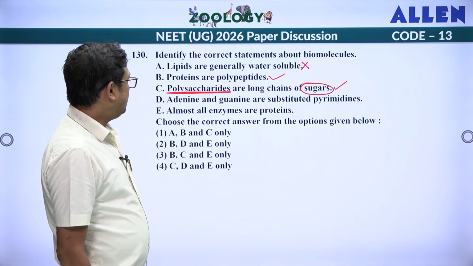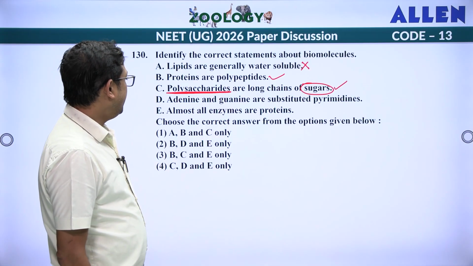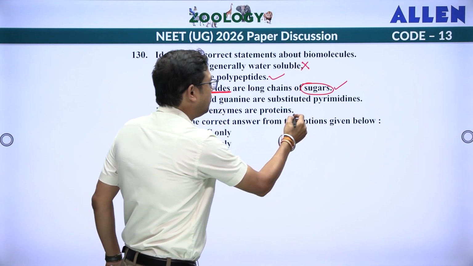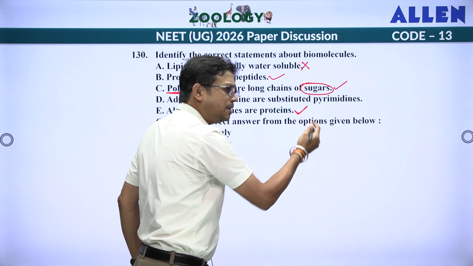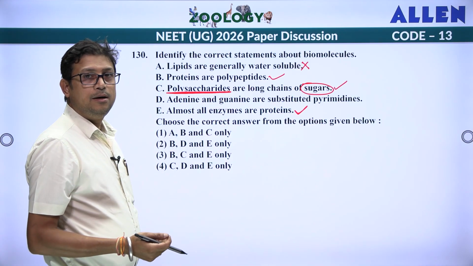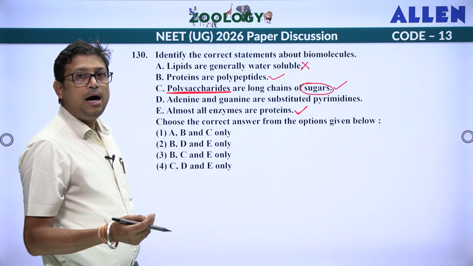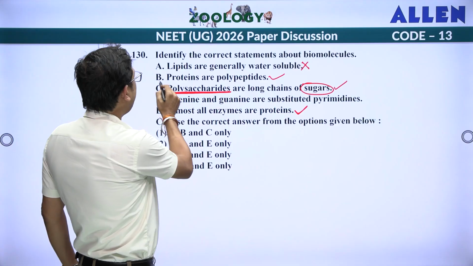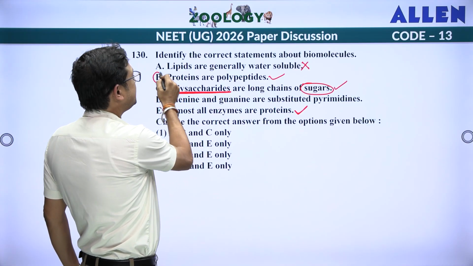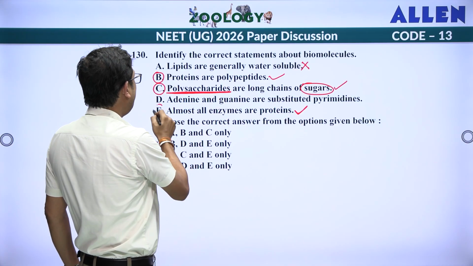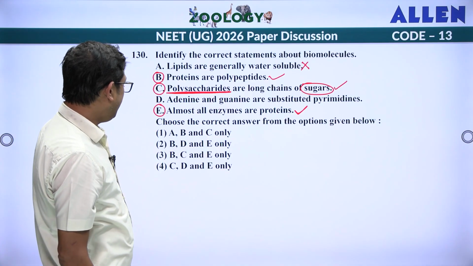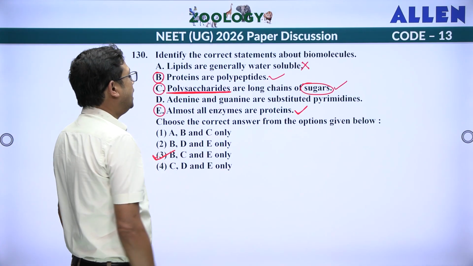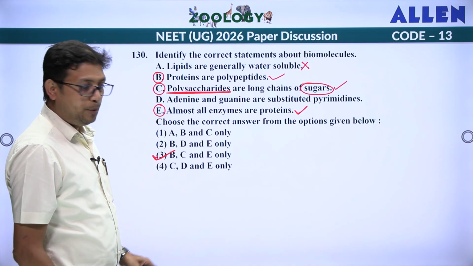Adenine and guanine are substituted pyrimidine, and here you can see E. Almost all enzymes are proteins. That is true with few exceptions. If you see the exception, that is some RNA can act as enzyme. So here we know clearly that B is correct, C is correct, and E is correct. So if you see B, C and E, the answer is third one. Adenine and guanine are substituted what? Purines.